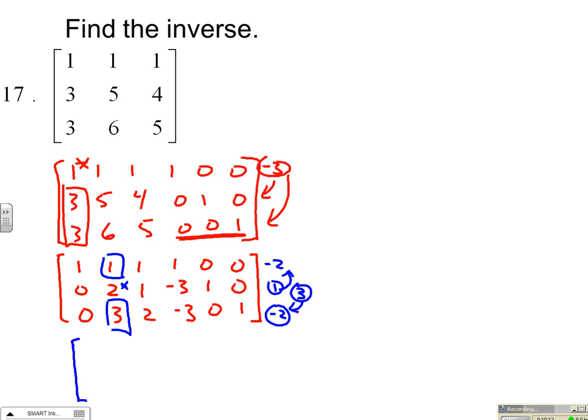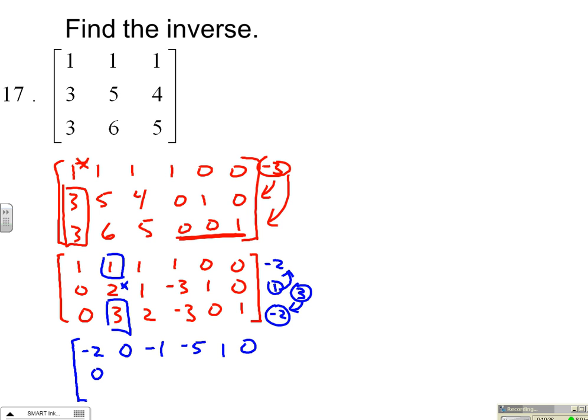Let's go row 1. I'm going to multiply row 1 times -2 and add row 2 into it. I get -2 and 0. I get -2 and 2, 0. That's why I'm doing it. I get -2 and 1, -1. I get -2 and -3. I get 0 and 1. I get 0 and 0.